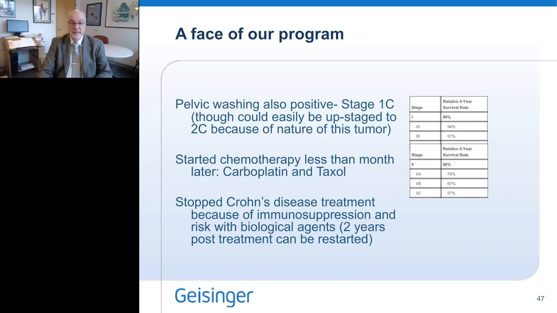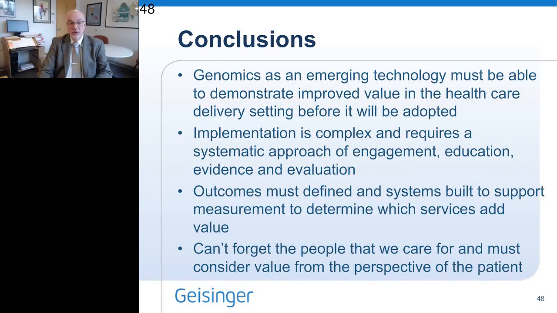So in conclusion, genomics is an emerging technology. We have to be able to demonstrate improved value in our current delivery setting before it will be adopted. But as I think I've illustrated, implementation is very complex, and it requires a systematic approach of engagement, education, evidence, and evaluation. Outcomes must be defined, and systems must be built to support the measurement of these outcomes to determine which services really add value, so that we can emphasize those and remove services that do not add value.